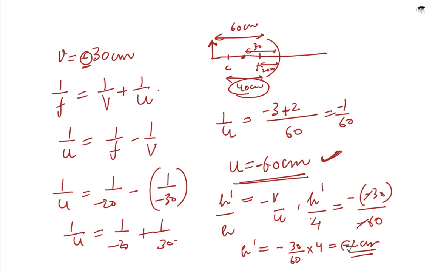As you can see, minus means the image is inverted, and 2 centimeters means the size has reduced, because firstly the object size was 4 centimeters, and now the size of the image is 2 centimeters. So the size of the image has reduced. So we have solved this question, and it was so easy. This question came in your board exams of 2019. So that is it for this video, as we have covered all the concepts that come under reflection of the mirror.